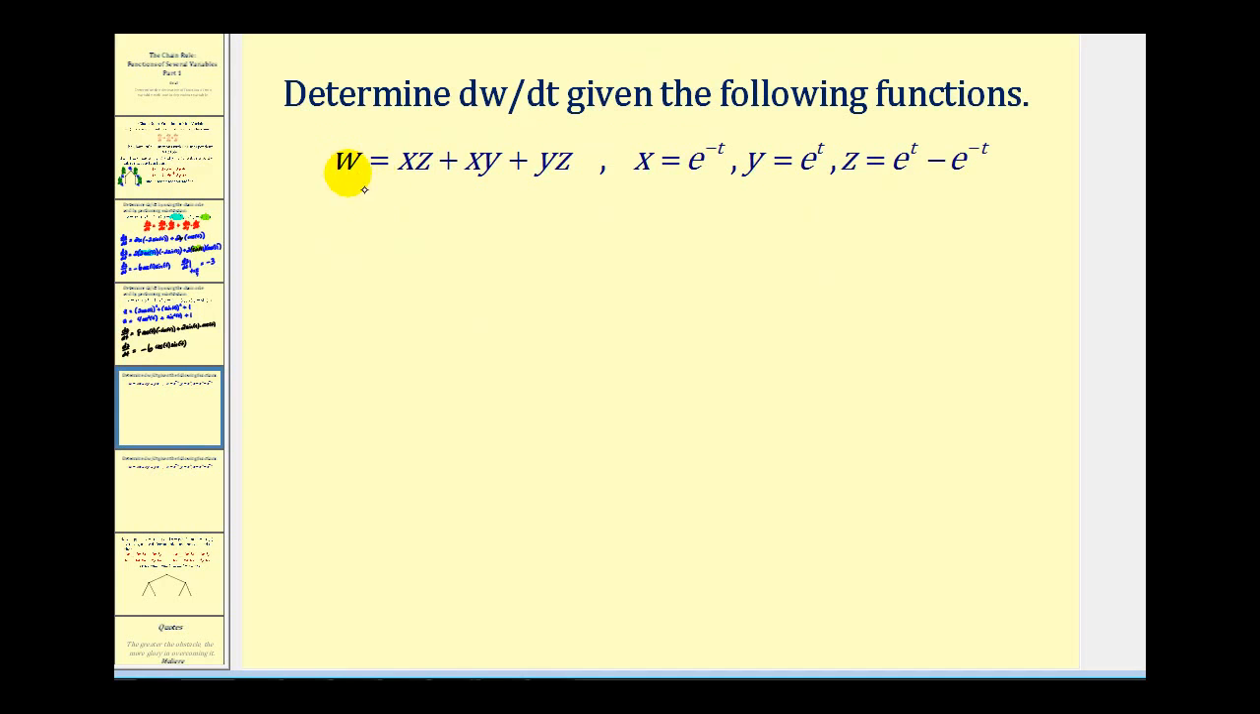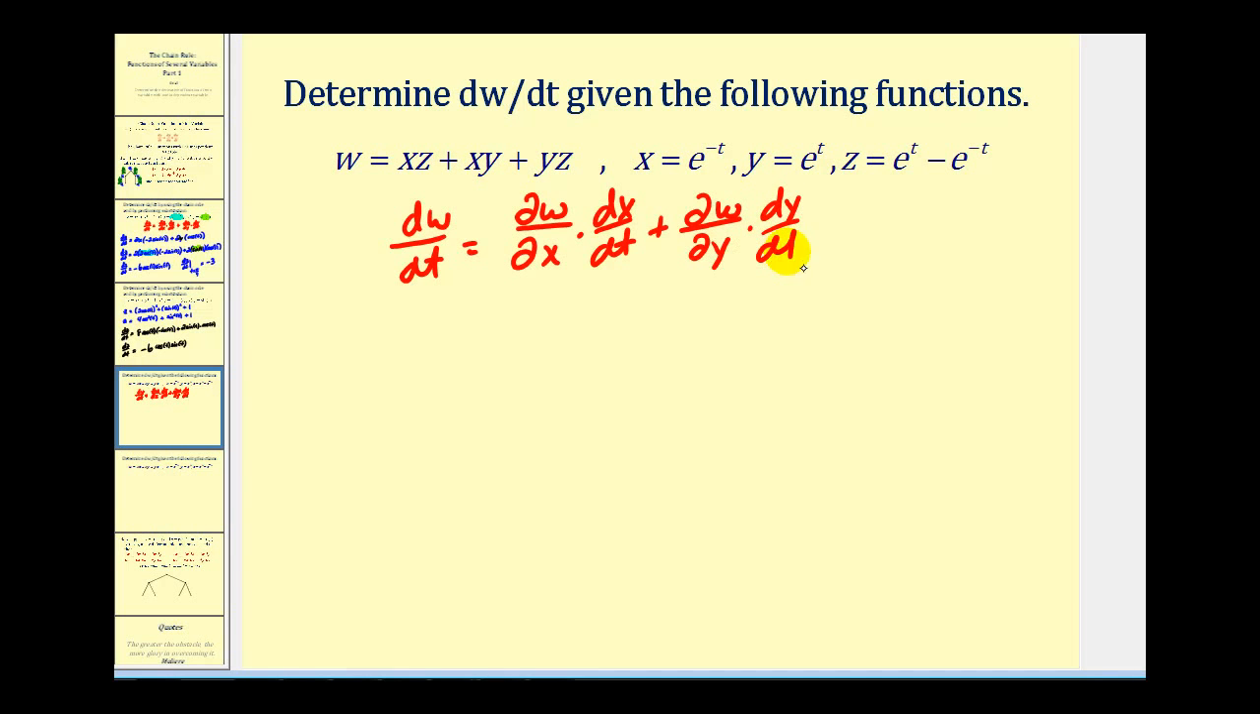What I want you to notice on this one is we have w defined in terms of 3 variables, and we have a single parameter for x, y, and z. So when there are additional variables, we can just extend the chain rule. We would have dw/dt equal to the partial of w with respect to x times dx/dt plus the partial of w with respect to y times dy/dt plus the partial derivative of w with respect to z times dz/dt.